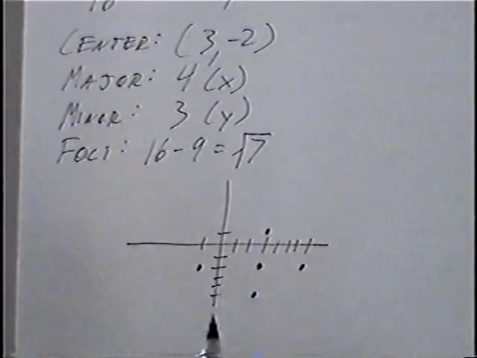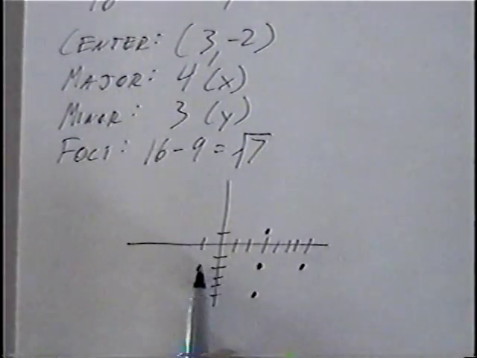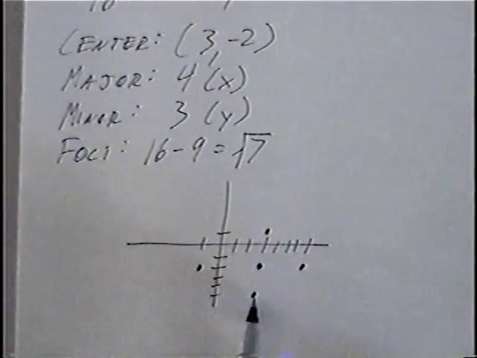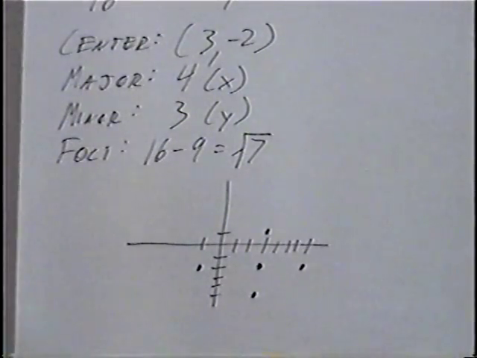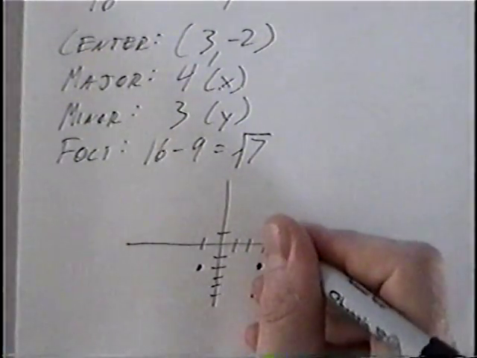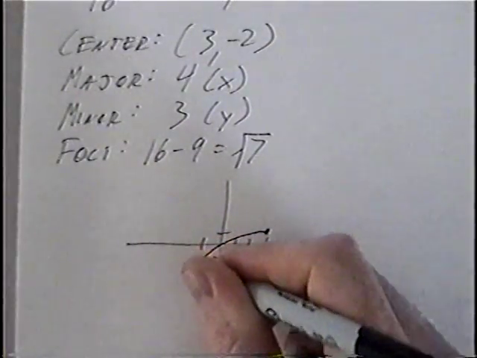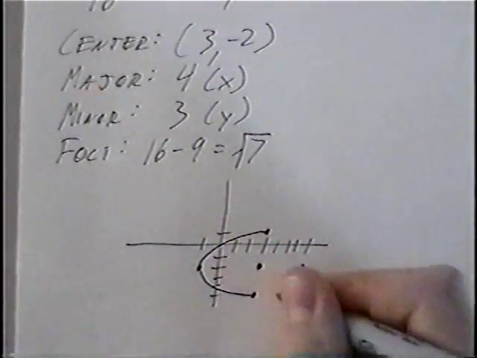So it's almost like a circle, except you have 2 different directions. We have 4 going left and right, and 3 going up and down. If we connect these, that will get us the ellipse shape, which is an oval shape.